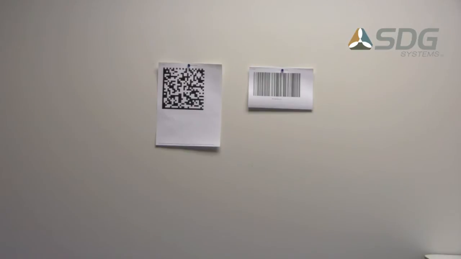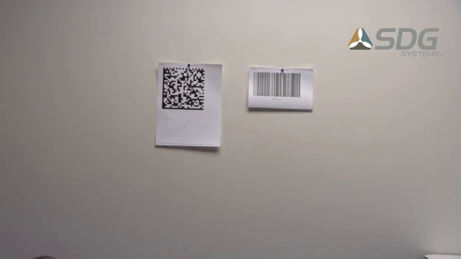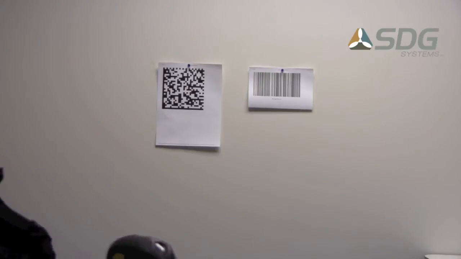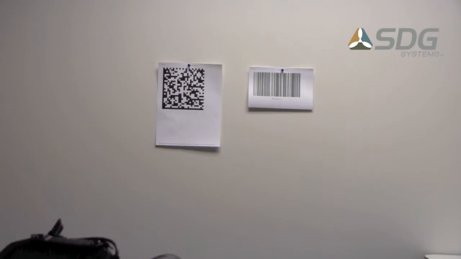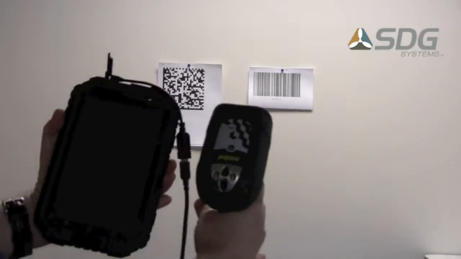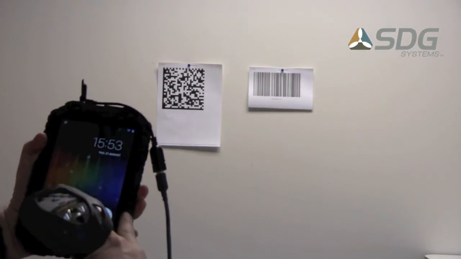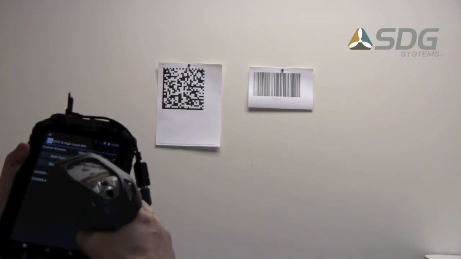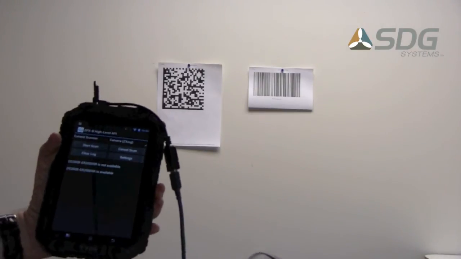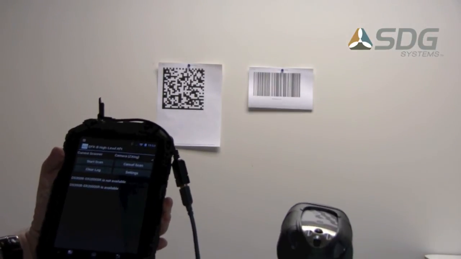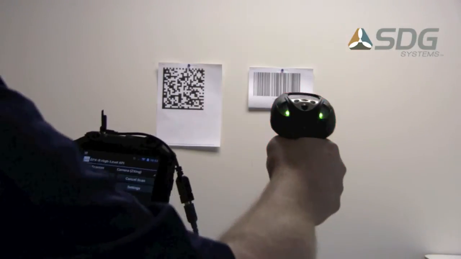On the far wall there you can see some barcodes. Our demonstration today is going to be of SDG Systems Enterprise Platform Extensions. So I'm going to plug in this extended range Motorola scanner into the tablet. You might be able to see on the tablet there, it says that the DS3508 extended range scanner is now available.